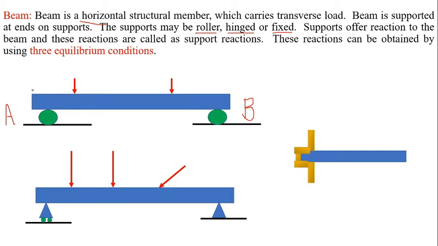Now, what happens in practice? When a beam is placed on supports, these supports offer reaction to the beam, and these reactions are called support reactions. These reactions can be obtained using three conditions of equilibrium. So, why three conditions of equilibrium? Because it forms a non-concurrent force system, and when a non-concurrent force system is in equilibrium, it must satisfy three conditions of equilibrium, and hence problems related to beam can be solved using three conditions of equilibrium.